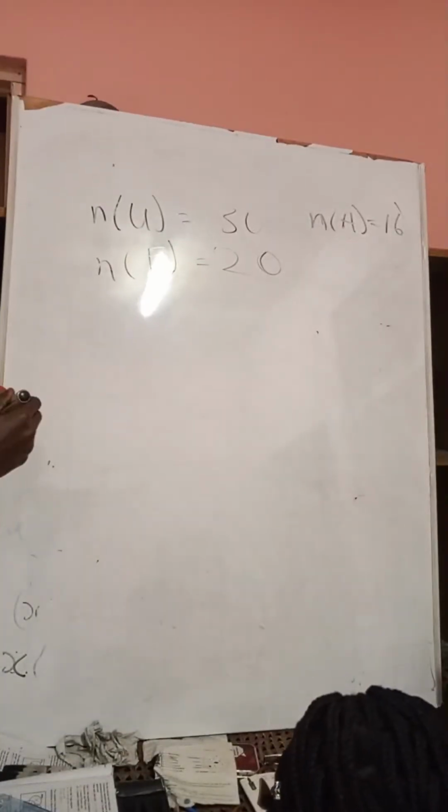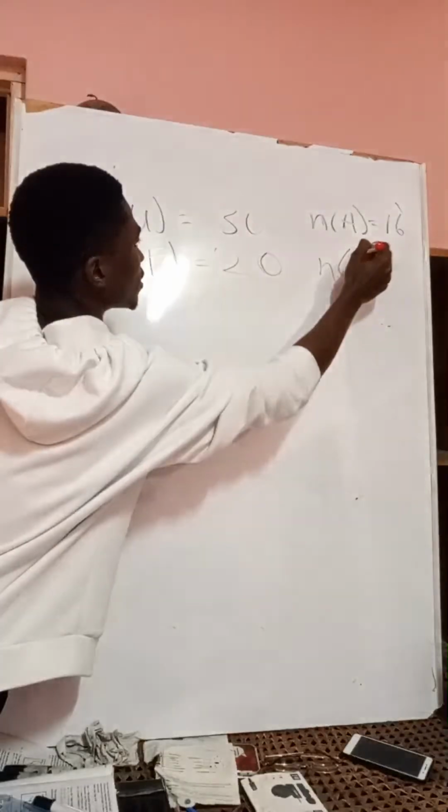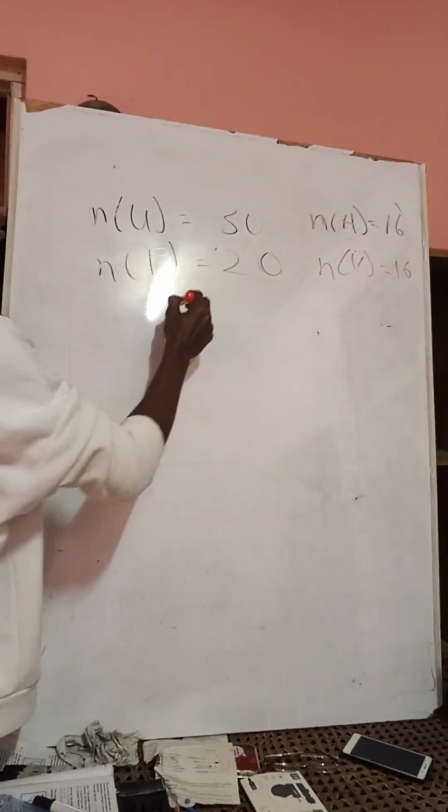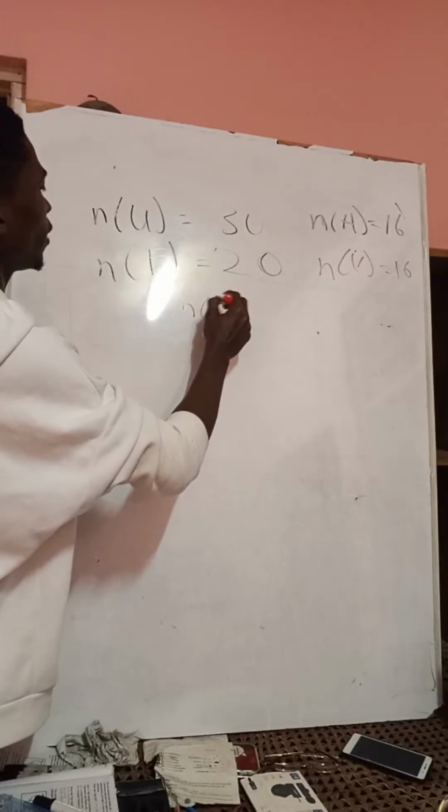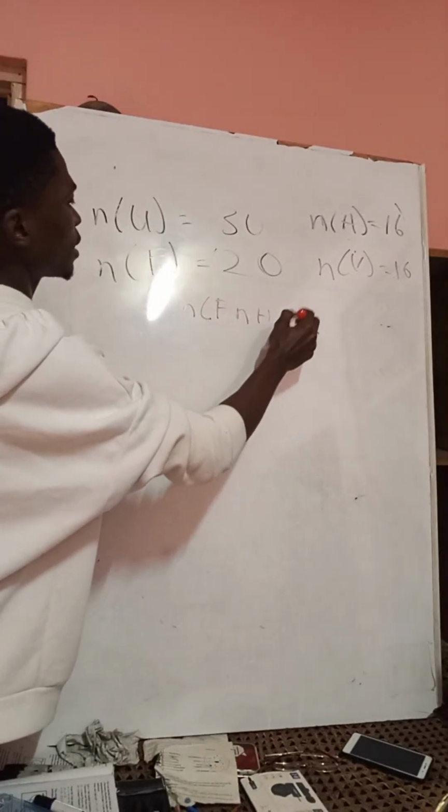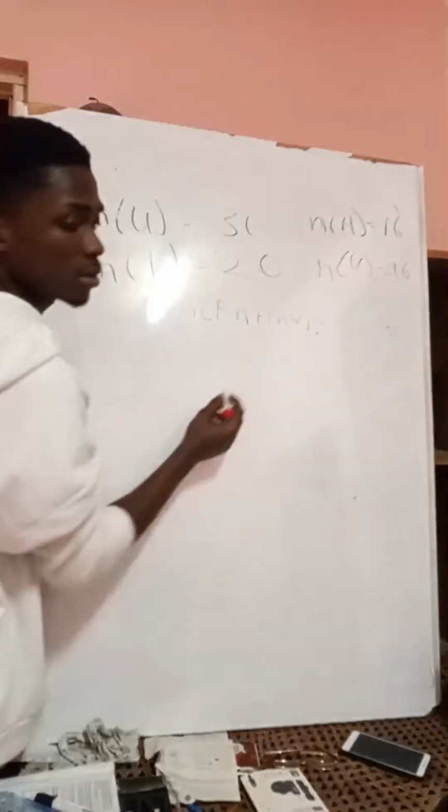Then volleyball. 16 play volleyball. 9 play all the 3 games, which means number of F intersection H intersection V equals 9.